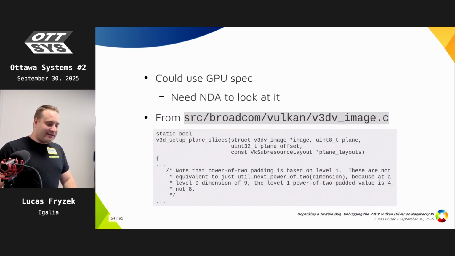The comment itself tells us something about mipmap padding. It says, note that power of 2 padding is based on level 1 dimension. These are not equivalent to just util power of 2 dimensions because at level 0 dimension of 9, the level 1 power of 2 padded dimension is 4, not 8. There's some more information around this that I couldn't fit on the slide, but what this comment is telling us is that the level 0 and level 1 mipmap levels don't need to be padded. Level 2 onward do need to be padded, and not only do they need to be padded to a power of 2, it has to be a power of 2 based on the level 1 dimension size, not the level 0 dimension size. So this is a weird quirk of the hardware we have to keep in mind.